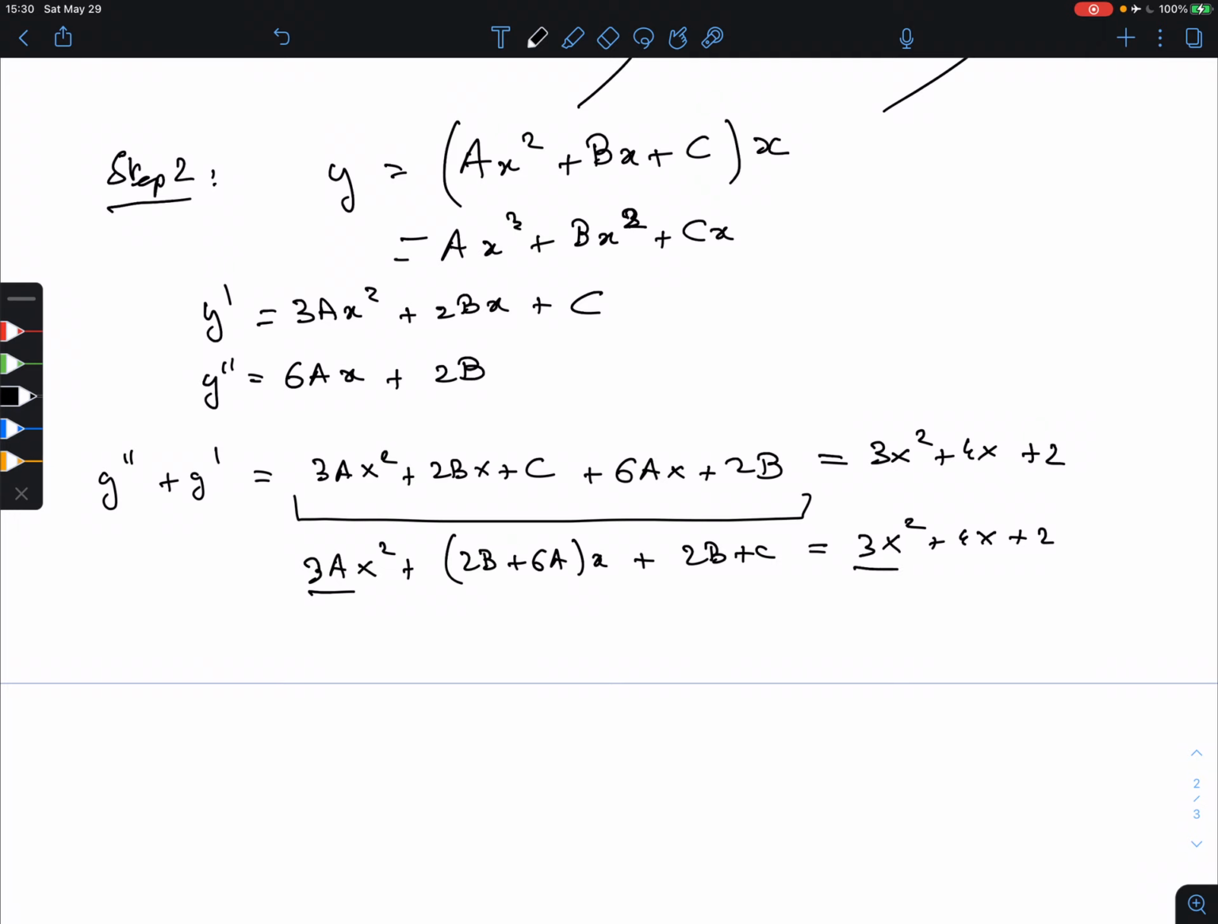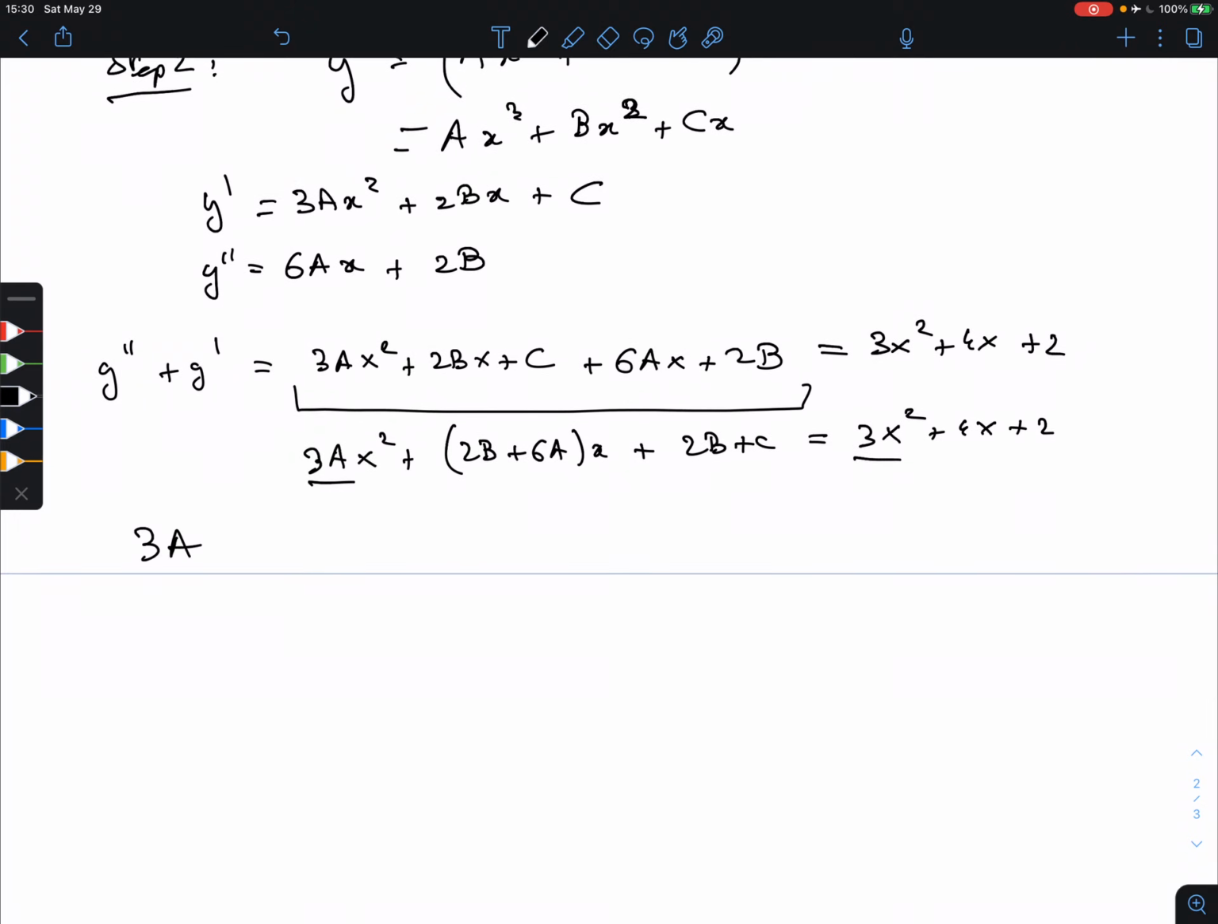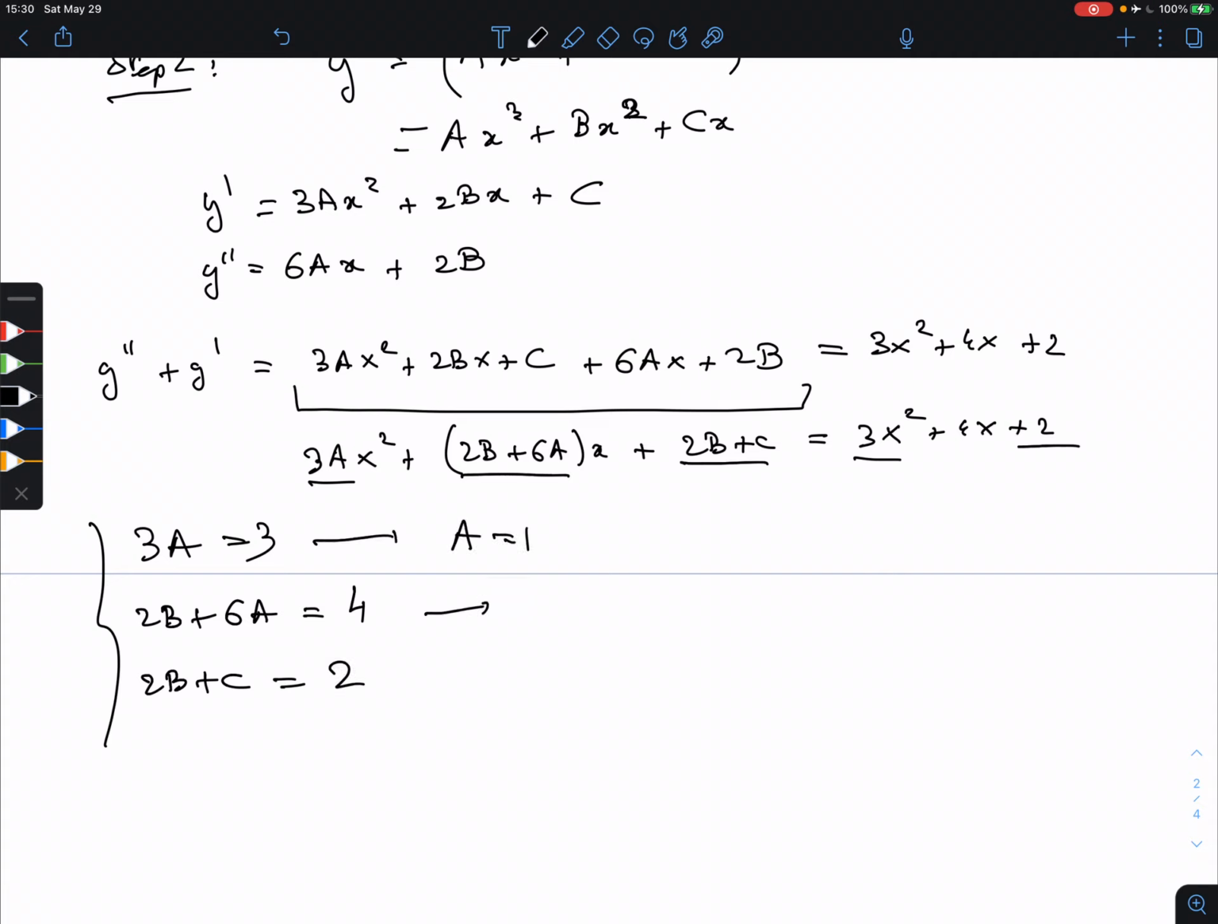So the 3a is equal to 3. 3a is equal to 3. We see that 2b plus 6a is equal to 4. And 2b plus c is equal to 2. Okay, from this we see that a is 1. So from this we see that 2b plus 6 is 4. That means that 2b is equal to negative 2. That means that b is negative 1.